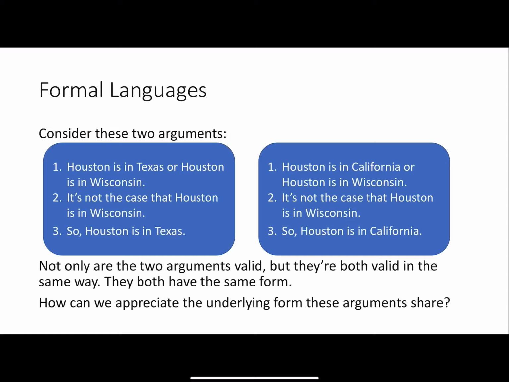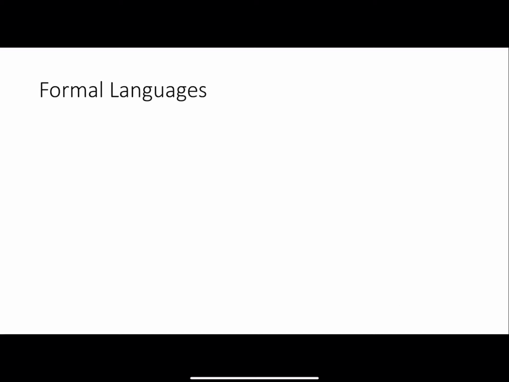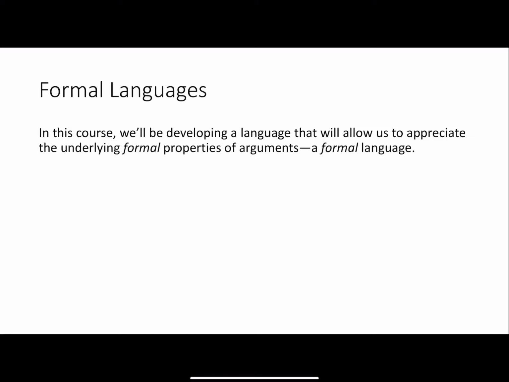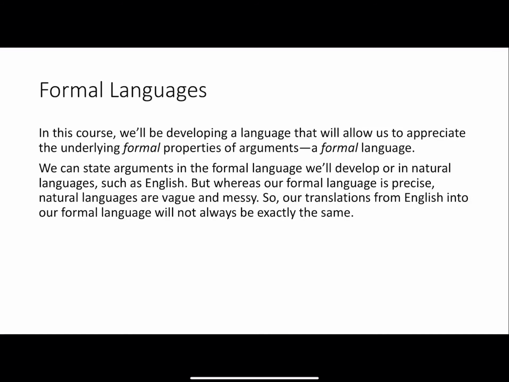Well, the way we can do that is by using formal languages. In this course, we'll be developing a language that will allow us to appreciate the underlying formal or structural properties of arguments. And for this reason, we'll call this a formal language. We can state arguments in the formal language we'll develop, or we can state them in more natural languages, such as English, as we've been doing so far this term.